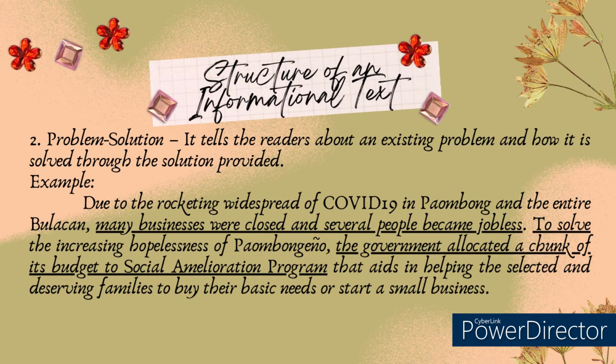Number 2, problem solution. It tells the readers about an existing problem and how it is solved through the solution provided. It uses signal words: question is, dilemma is, the puzzle is, to solve this, one answer is, one reason for the. Look at the example. The first underlined phrase is the problem. The third or the last underlined phrase is the solution. To solve is the signal words.